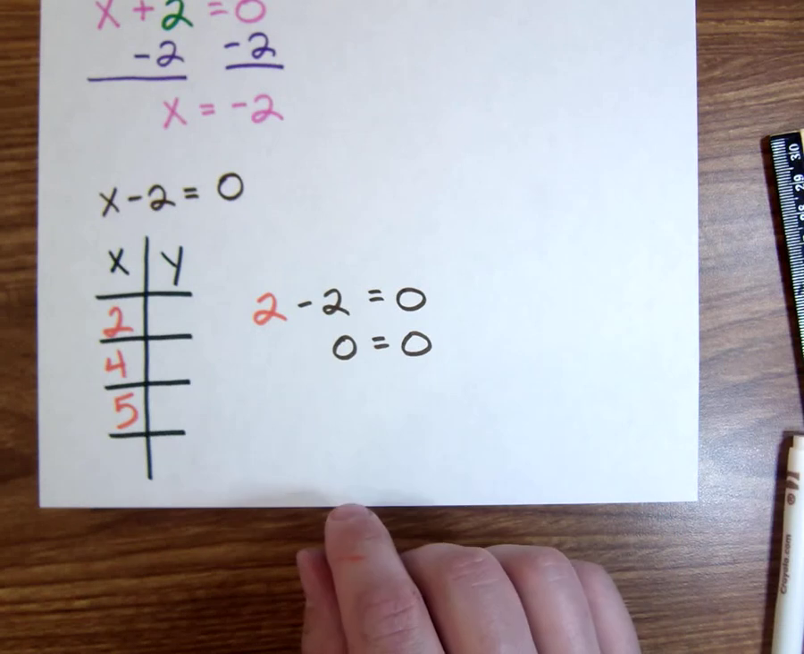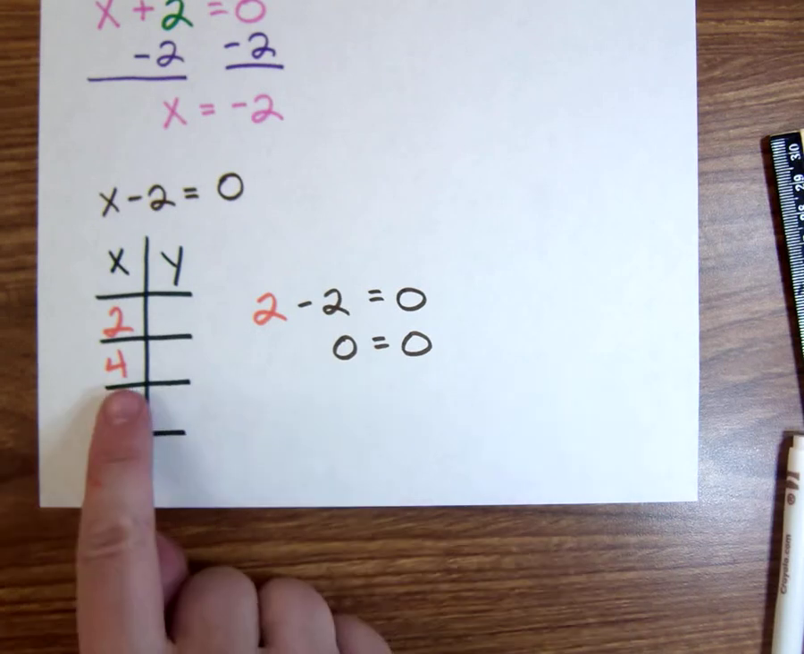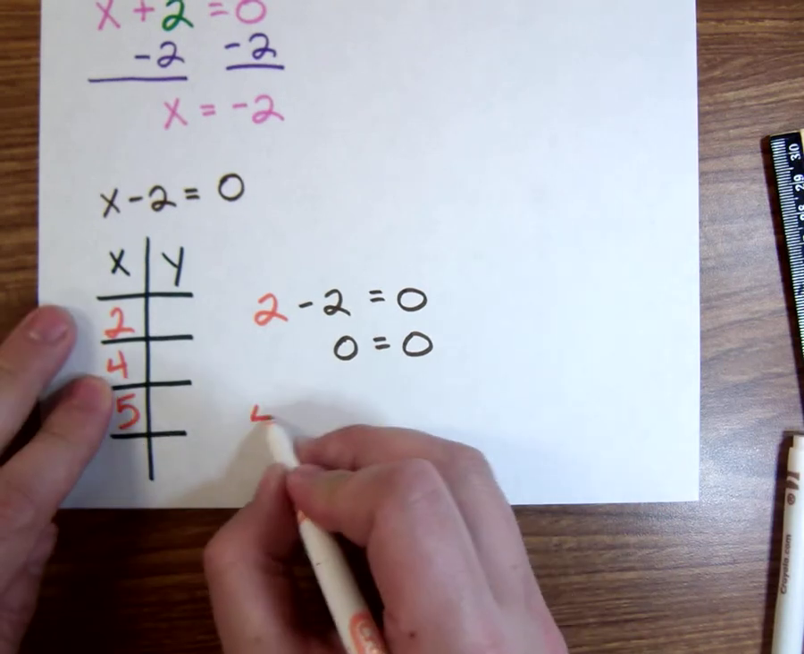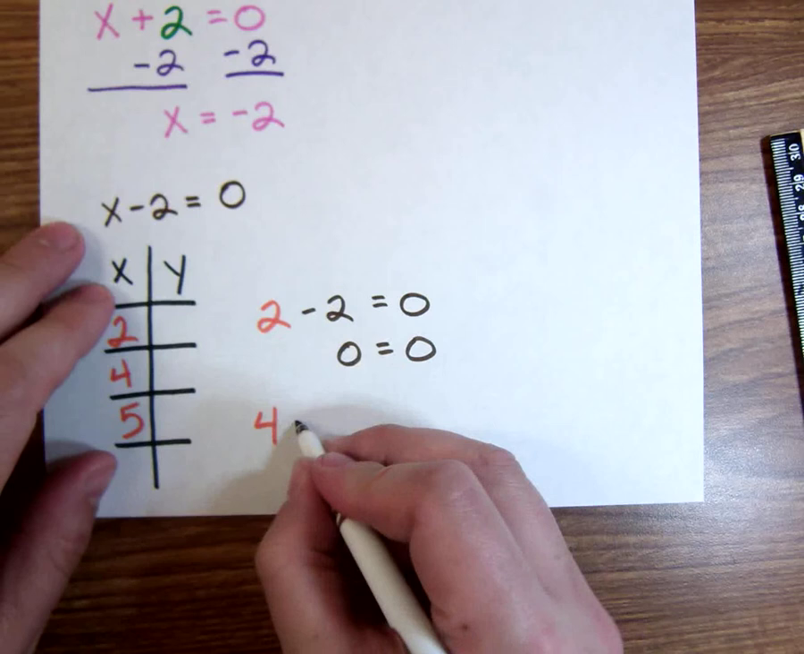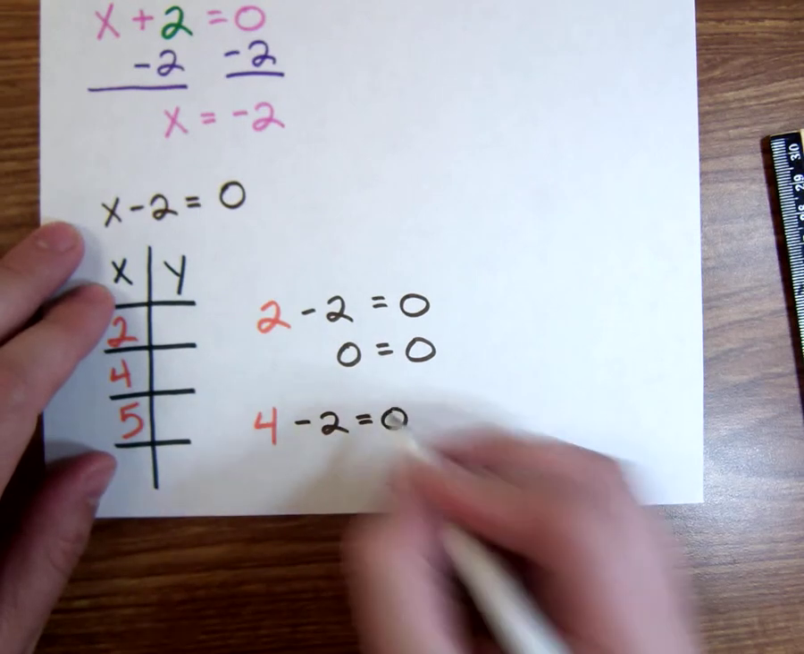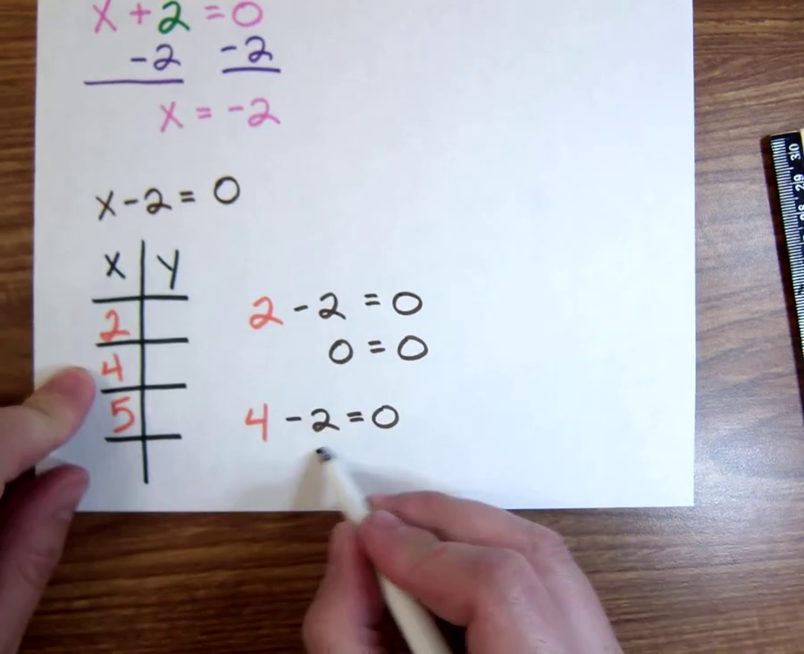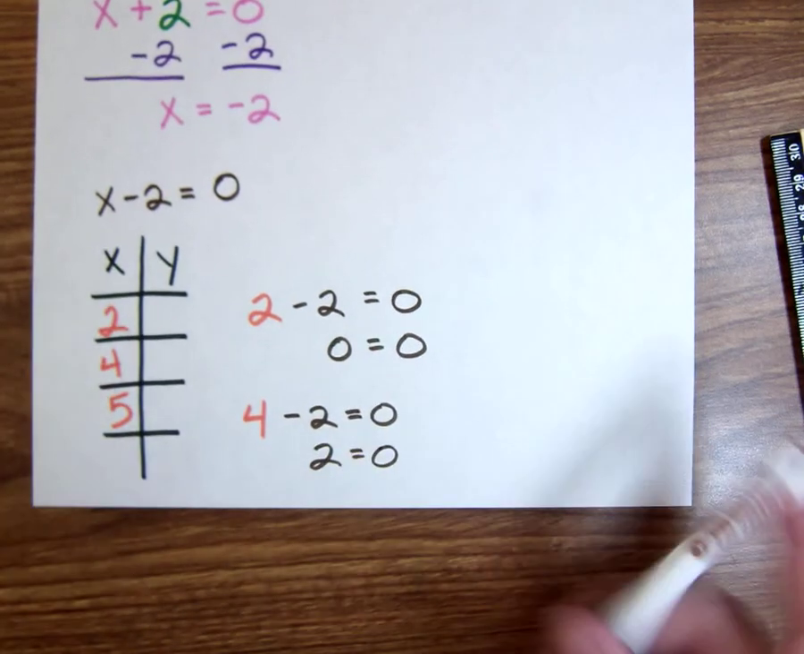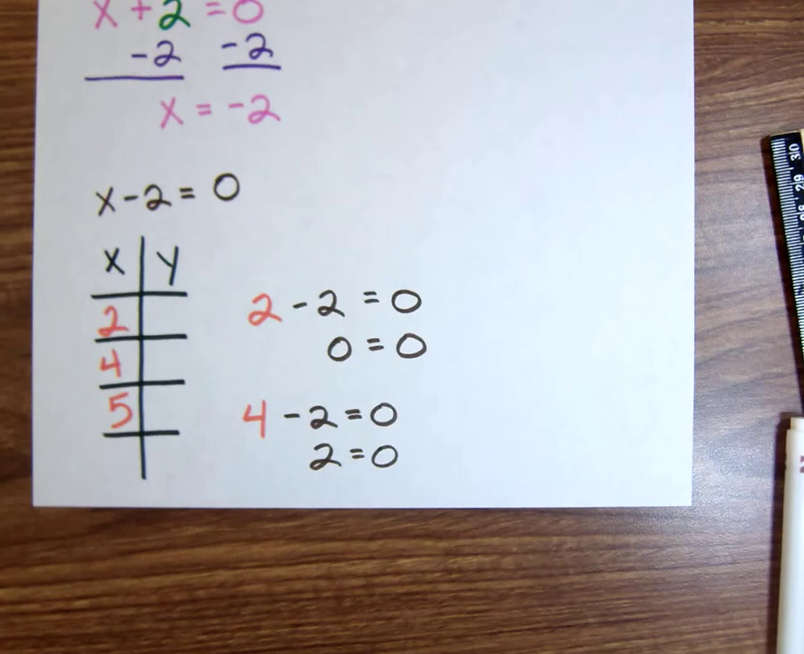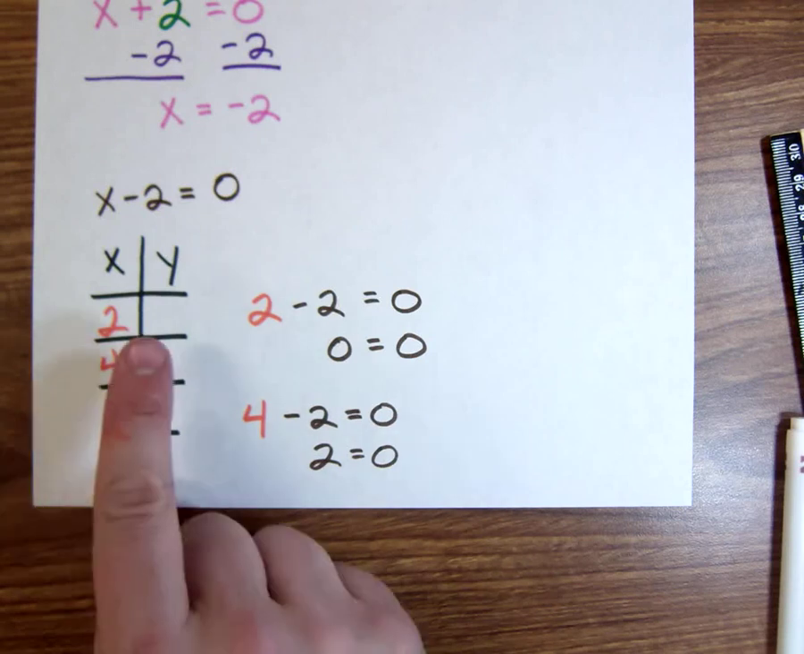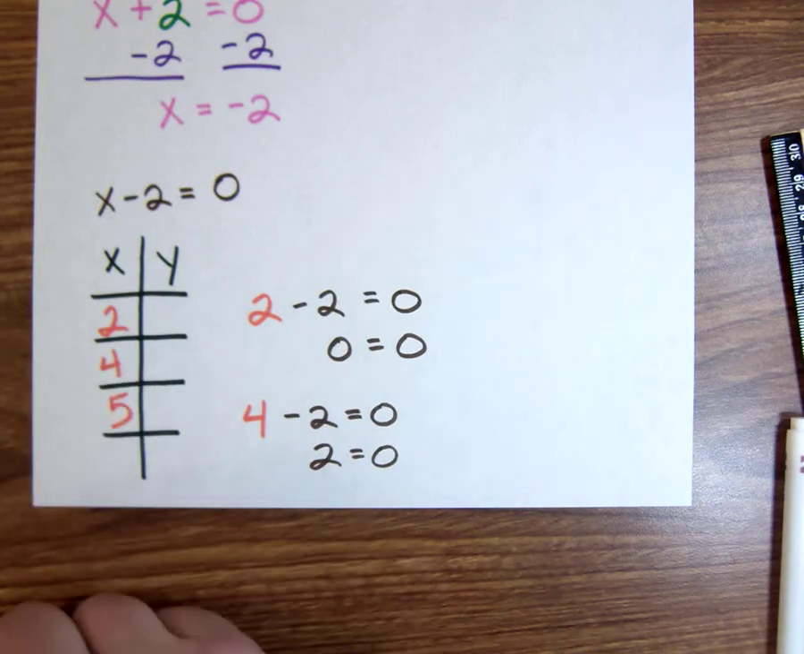Where'd you get negative 2? What happens when I plug in 4? 4 minus 2 is 2. I get 2 equals 0. That's not even true. 2 doesn't equal 0. What is happening? No solution? There is a solution, but the reason this one's weird, as you can obviously see, is there's no y.